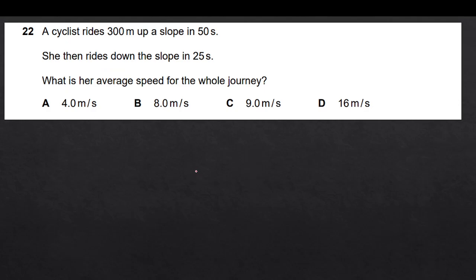Let's look at question 22. A cyclist rides 300 meter up a slope in 50 seconds. She then rides down the slope in 25 seconds. What is her average speed for the whole journey? So, average speed is given by the total distance traveled over the total time taken.